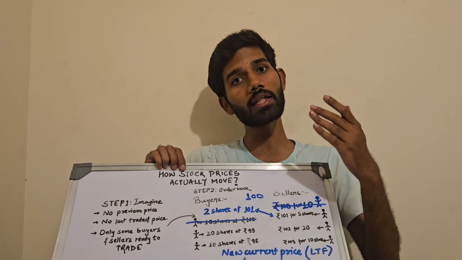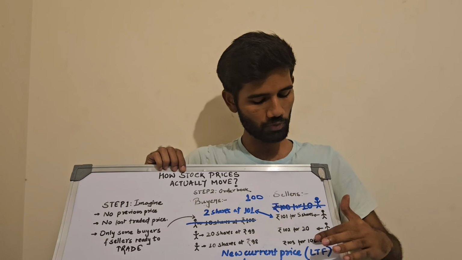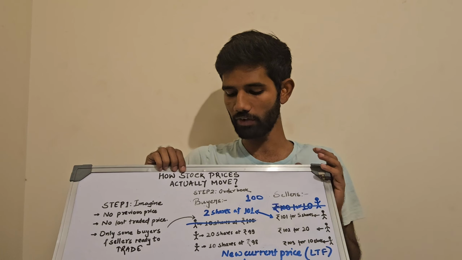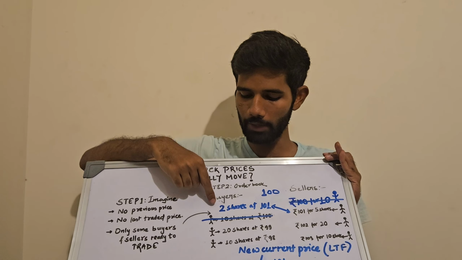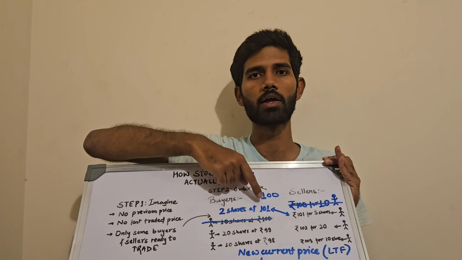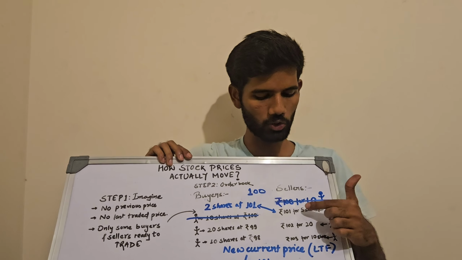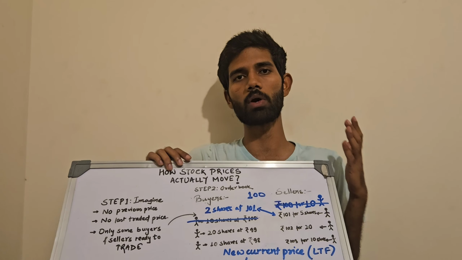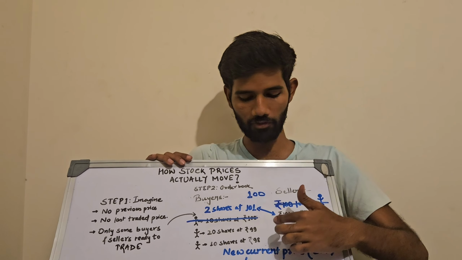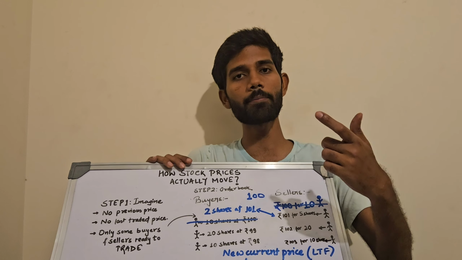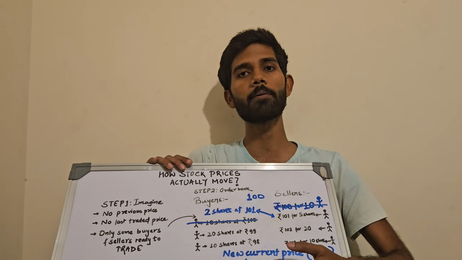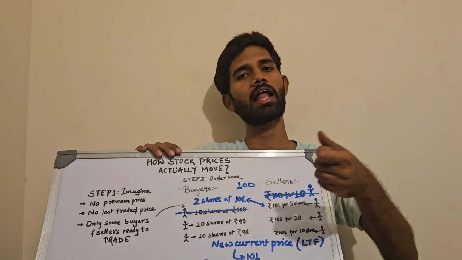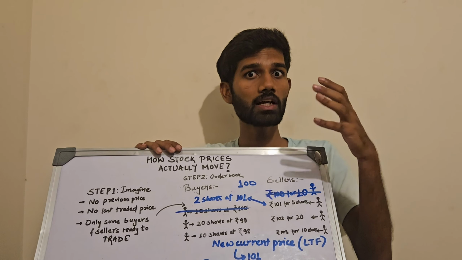Now the market will be paused at 100 because we don't have buyers and sellers matching the price. Suppose we have a new buyer who says I am ready to buy 2 shares at 101, and we already have a seller who is willing to sell 5 shares at 101 rupees. Now we have a match. The new current price will be 101, and this is the last traded price, LTP, which is the current price.